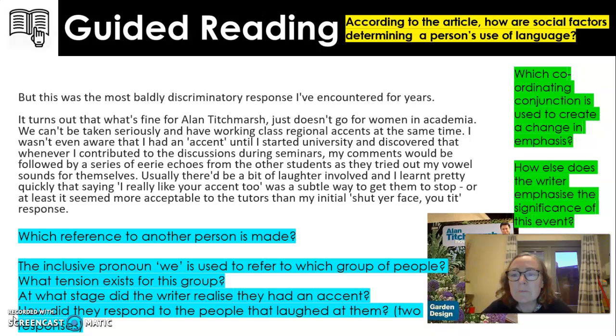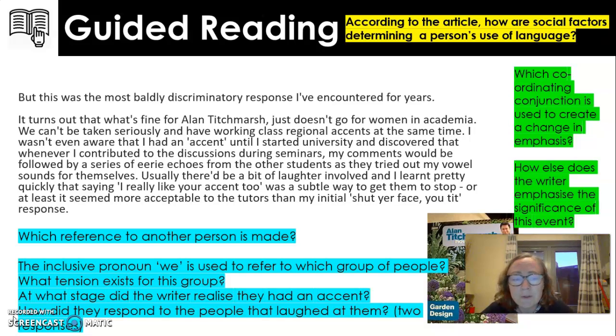But this was the most boldly discriminatory response I've encountered for years. It turns out that what's fine for Alan Titchmarsh just doesn't go for women in academia. We can't be taken seriously and have working class regional accents at the same time. I wasn't even aware that I had an accent until I started university and discovered that whenever I contributed to the discussions during seminars, my comments would be followed by a series of eerie echoes from the other students as they tried out my vowel sounds for themselves.